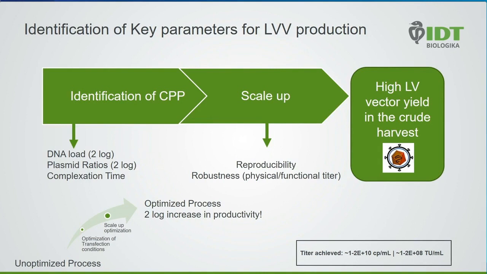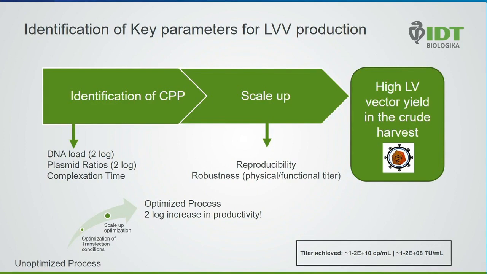The complexation time, actually, I should point out, is not so much important in increasing the titer, but if you get it wrong, you could significantly decrease your titer. So it is important in that sense. So overall, from our unoptimized process to our optimized process, we were able to increase productivity by about 2 logs and are able to get that high functional titer in the crude bulk harvest.